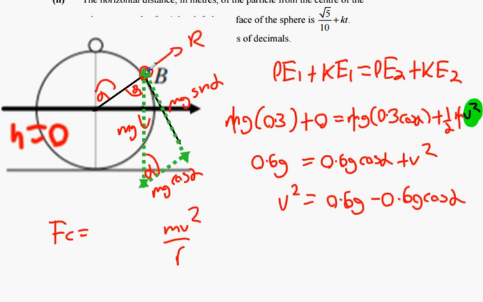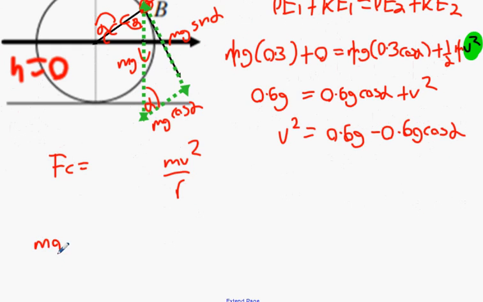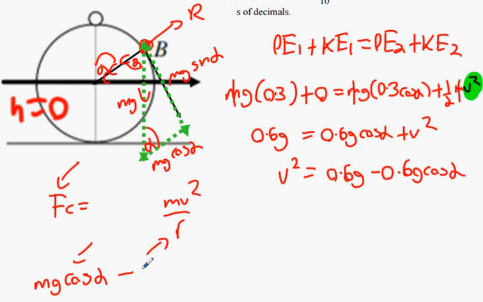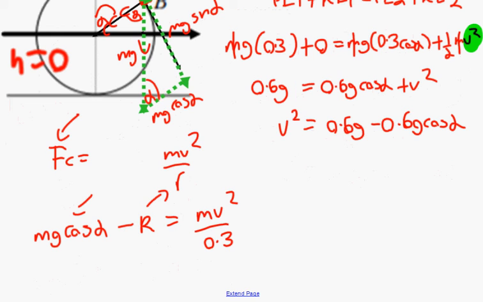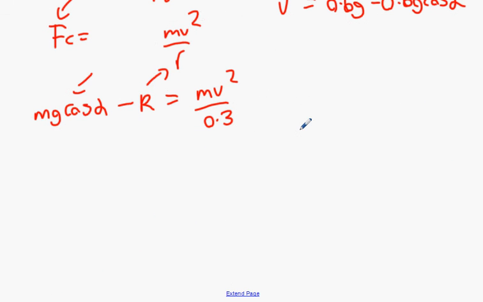Which one is acting along the radius? Remember, centripetal force always acts back in towards the radius, in along the radius towards the center of the circle. So what is it? So we're going to have mg cos alpha, which is acting along this line here. Take away what? What acts against it? R. And that equals mv squared over 0.3. Look up at the point it leaves. What happens to the R value?